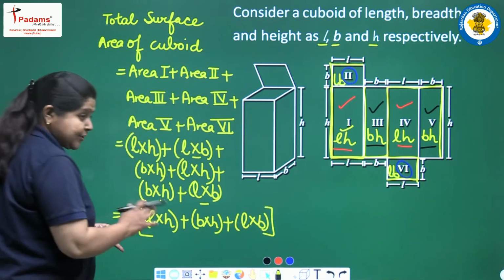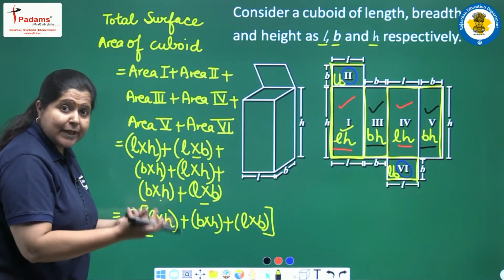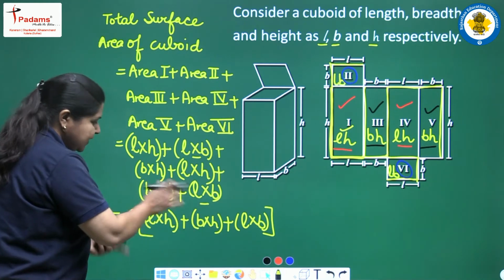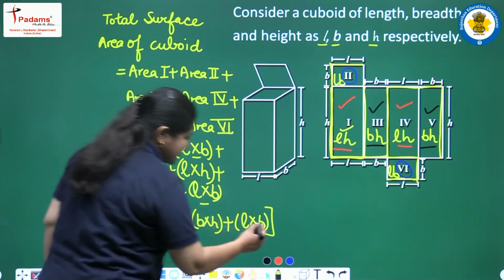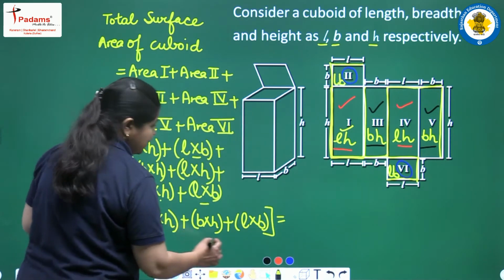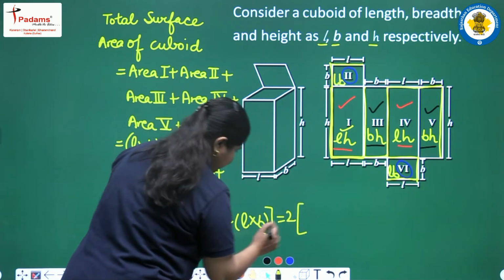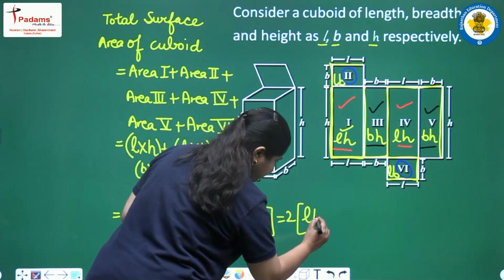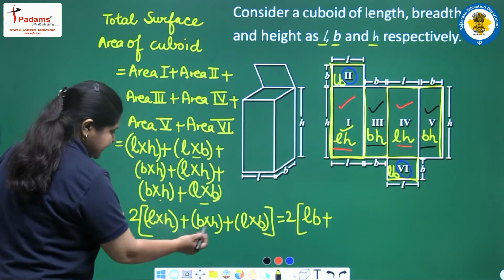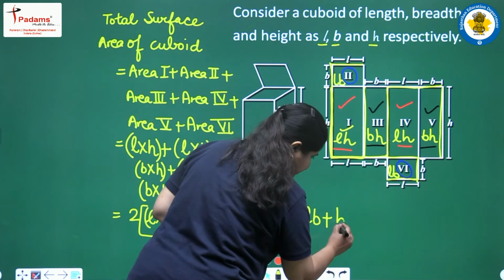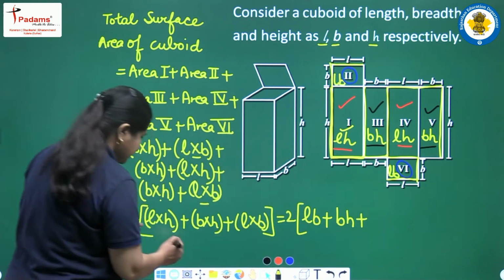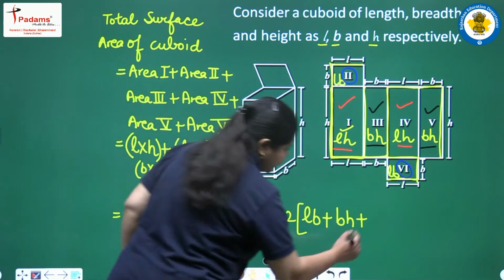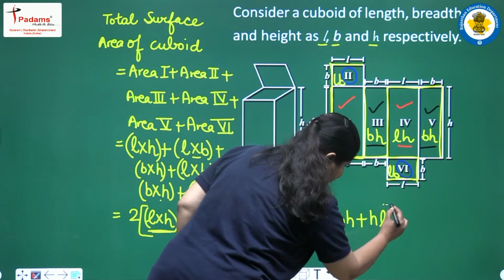ये तीनों प्रोडक्ट्स 2 टाइम्स आ रहे हैं, तो तीनों को 2 टाइम्स लिखने की बजाय हमने एक ही बार लिख दिया और 2 से मल्टीप्लाई कर दिया. इसको और बेहतर ढंग से लिखेंगे आप, तो यू विल गेट 2 इंटू, दिस वन कैन बी रिटन एज एल बी, एल इंटू बी इज एल बी, दिस वन कैन बी रिटन एज बी इंटू एच, एंड प्लस वी हैव L into H, or we can write it as H into L.